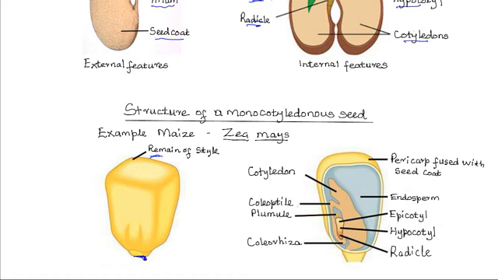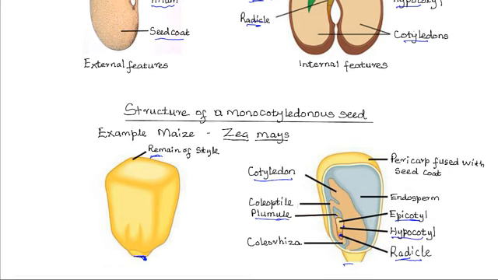Now, internal features are shown here. You have the radicle, the plumule, and there is a cotyl that connects the plumule and the radicle to the cotyledon. There's only one cotyledon. Now, just like in the dicotyledonous seed, between the plumule and the cotyl, there is an epicotyl, and between the radicle and the cotyl, there is a hypocotyl.